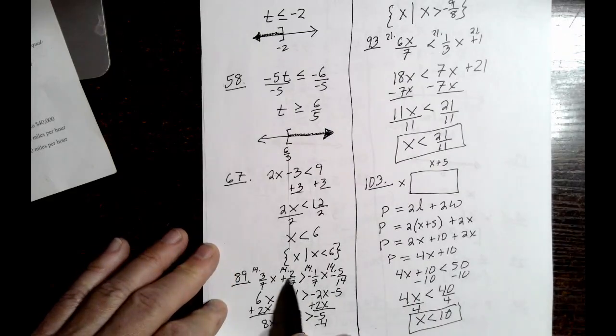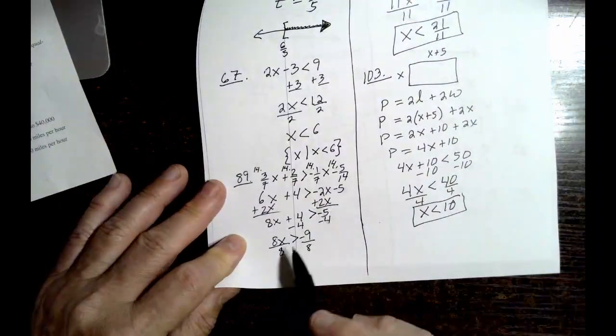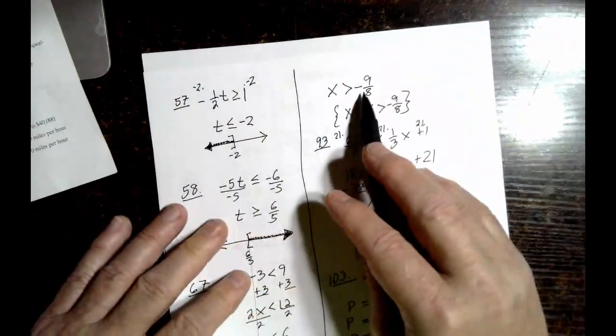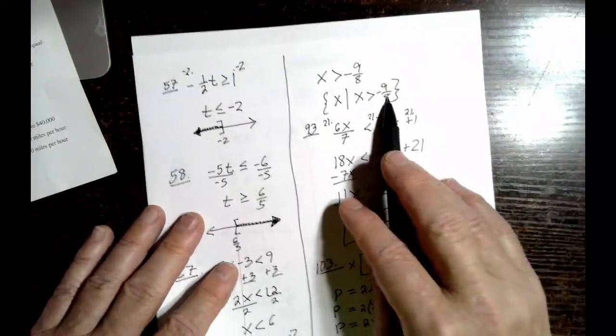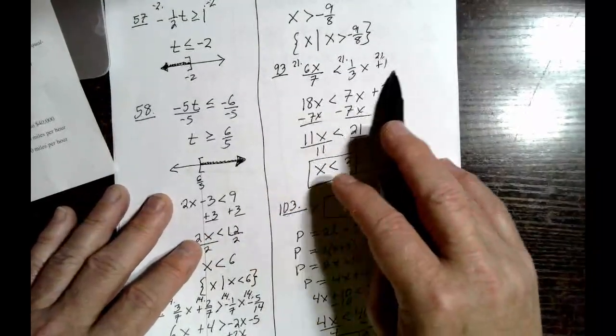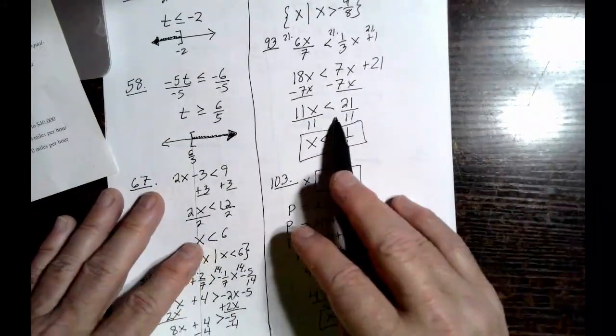Okay. This one you multiply by 14, you get rid of all your fractions there. And then you add 2x, subtract 4, divide by 8. And you get this inequality, and that's how you write it in set builder notation. Here you multiply by 21 every term, whether it has a fraction or not. Then you get this, subtract 7x, divide by 11, and there's your answer.